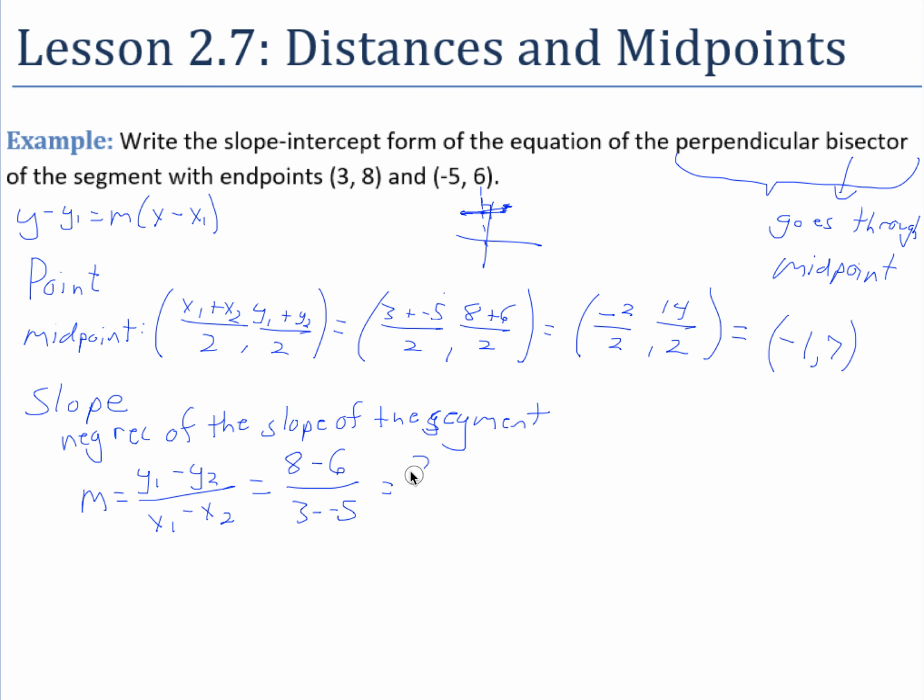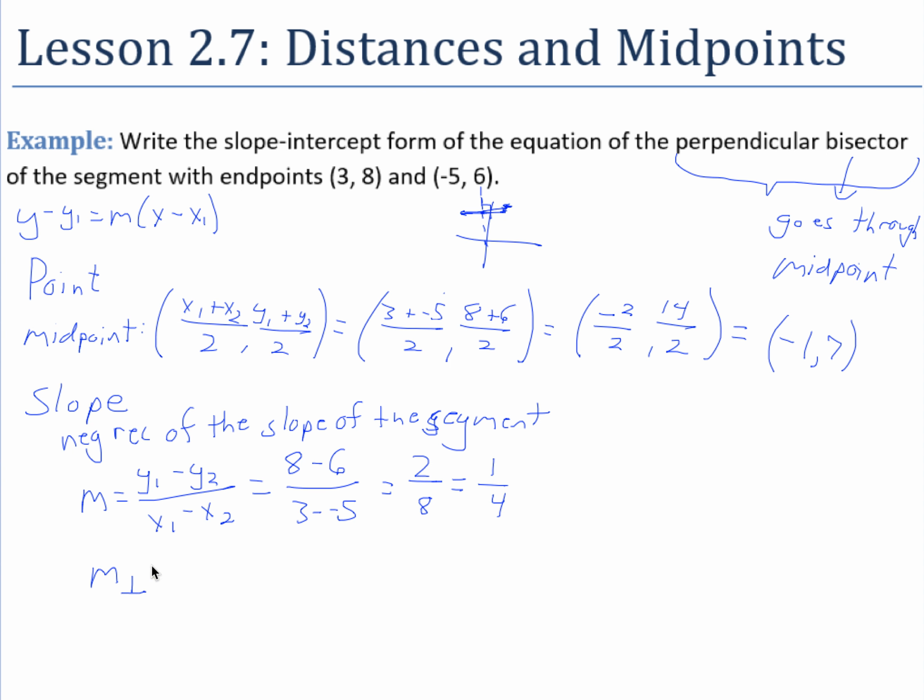8 minus 6 is 2. 3 minus negative 5 is like 3 plus 5, so we get 8. And the slope of the segment is 1/4. Well, we don't want that slope. We want the slope of a line perpendicular to it. So the symbol for perpendicular is this upside down capital T, because you have these right angles here.